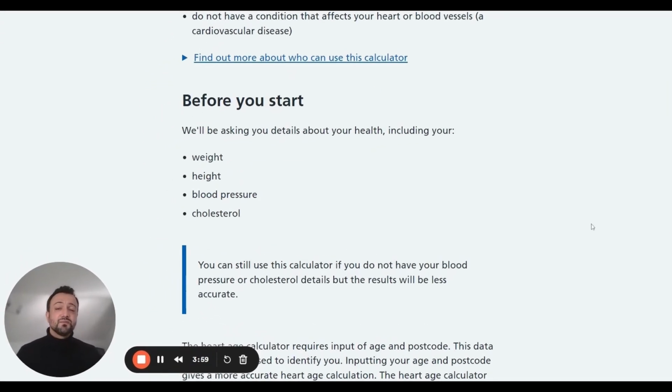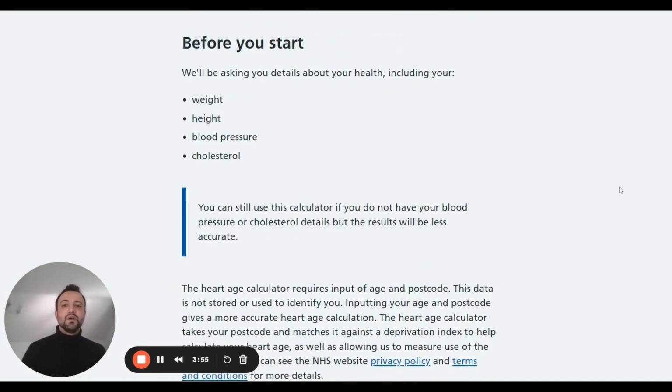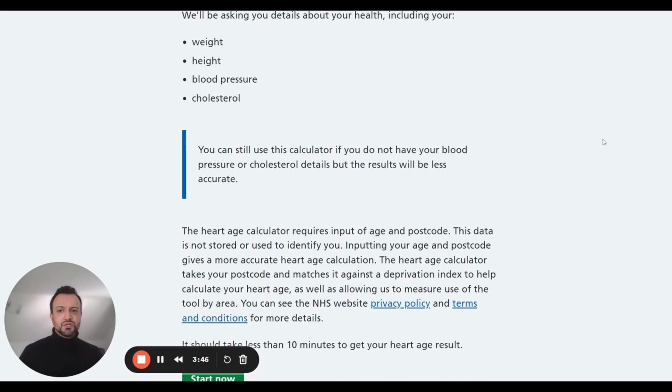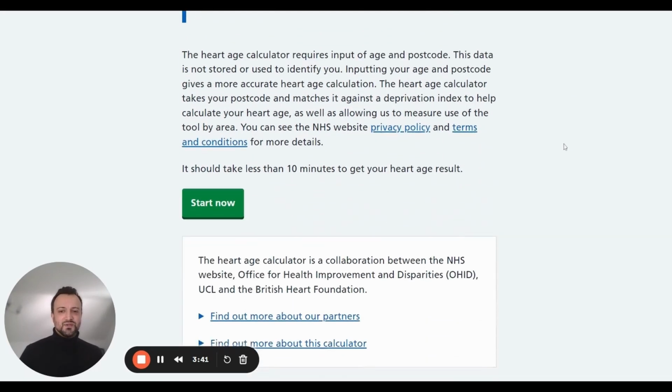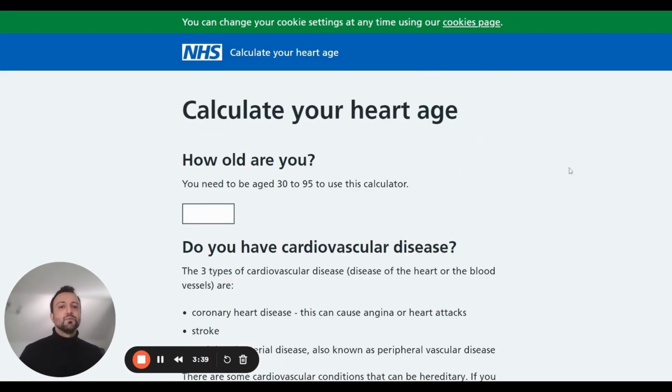Before you start, it's good to have a few parameters available: height, weight. Most people have these at hand anyway. If you do know your blood pressure and cholesterol, it adds more credence and more value to this tool, but you can still plod on through even if you don't have that information. If you have it to hand, do go and get it and work your way through as I go through it too.